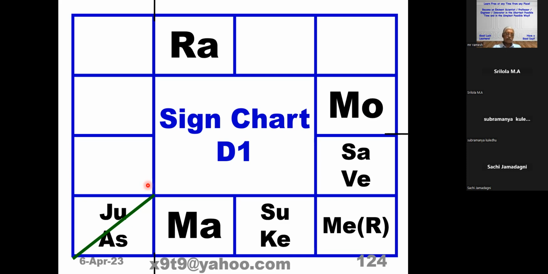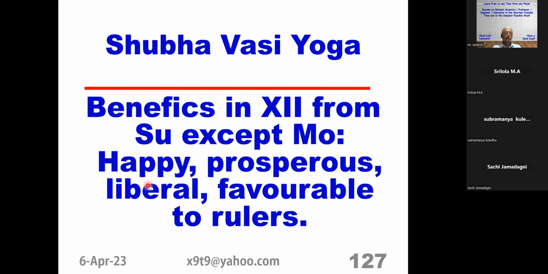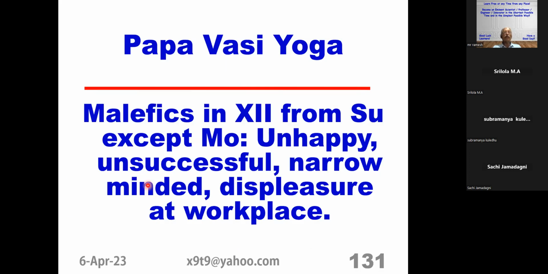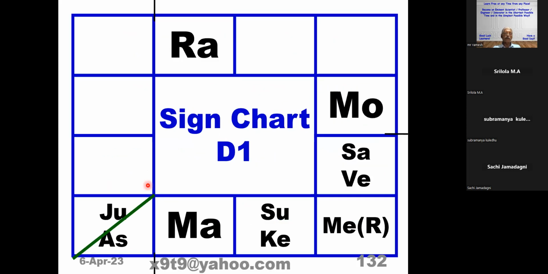ಅಲ್ಲಿ ಏನ್ ಹೇಳಿದಾನೆ? ಚಂದ್ರನನ್ನ ಬಿಟ್ಟು ಬೇರೆ ಯಾವಿದ್ರು ಶುಭ ಗ್ರಹಗಳು. ದಟ್ ಮೀನ್ಸ್ ಇಲ್ಲಿ ಶುಭ ವಶಿ ಯೋಗ ಇದೆ. ಸೊ ಹ್ಯಾಪಿ, ಪ್ರಾಸ್ಪರಸ್, ಲಿಬರಲ್, ಫೇವರಬಲ್ ಟು ರೂಲರ್ಸ್ ಇದೆಲ್ಲ ಬರುತ್ತೆ. ನಾವು ಪಾಪವಶಿ ಯೋಗ ಆಪೋಸಿಟ್, ಮ್ಯಾಲಿಫಿಕ್ಸ್ ಇನ್ 12 ಫ್ರಮ್ ಸನ್ ಎಕ್ಸೆಪ್ಟ್ ಮೂನ್. ಸೊ ನಮ್ಮ ಎಕ್ಸಾಂಪಲ್ ಹಾರೋಸ್ಕೋಪ್ ಅಲ್ಲಿ ಮ್ಯಾಲಿಫಿಕ್ಸ್ ಇಲ್ಲ. ಅದರಿಂದ ಈ ಸೂರ್ಯನಿಂದ 12ನೇ ಮನೆಯಲ್ಲಿ ಏನಿರ್ಬಾರ್ದು ಗುರುಗಳ? ಅಲ್ಲಿ ಶುಭ ಗ್ರಹಗಳೇ ಇರಬಾರ್ದು, ಅಶುಭ ಗ್ರಹಗಳೇ ಇರಬೇಕು. ಸೊ ಎಕ್ಸಾಂಪಲ್ ಹಾರೋಸ್ಕೋಪ್ ಅಲ್ಲಿ ಇಲ್ಲ, ಅದರಿಂದ ಇದಕ್ಕೆ ಅದು ಬರೋಲ್ಲ.